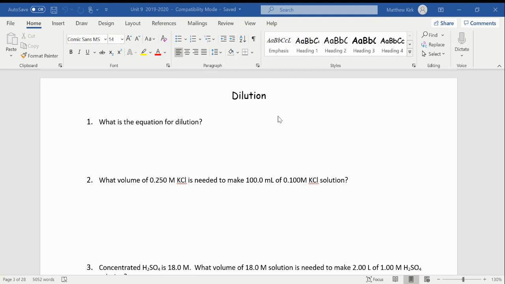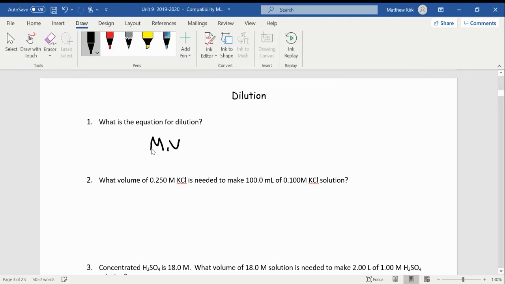So our formula for this, and this is a formula I would probably expect you all to know, is M1V1 equals M2V2, where it really doesn't matter which side of the formula is which, but typically our M1V1 represents our stock solution. That's going to be our solution with that higher initial molarity. It's going to be the more concentrated side. And then usually our M2V2 side is going to be our dilute solution. It's going to be the one with the lower concentration, the side with the lower molarity.